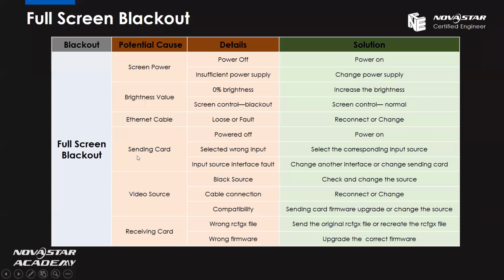Then let's go to the sending card part. The first important thing is the power. So make sure the sending card is powered on. And the second, we need to check if we selected the wrong input. This means maybe in the hardware structure, we select HDMI as the input. But in the software part, maybe we choose the DVI or some other input as the source. So make sure we select the corresponding input source.